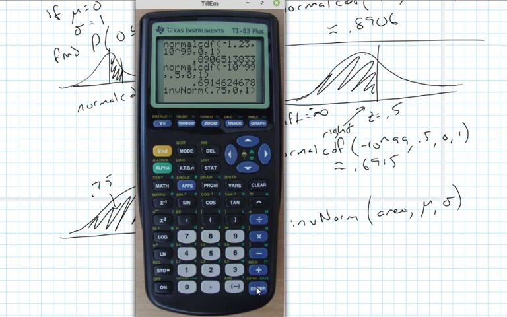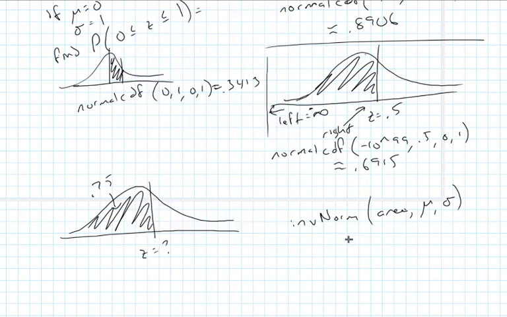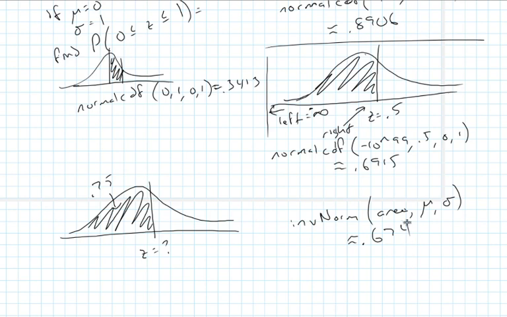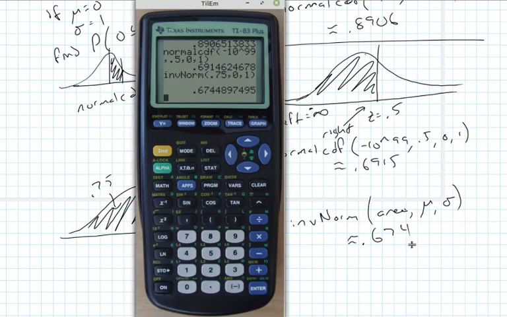If you wanted to do a different mean or different standard deviation, you could plug those in there. But we get approximately 0.674, whatever, I'll go 4 decimal places, 0.6745.